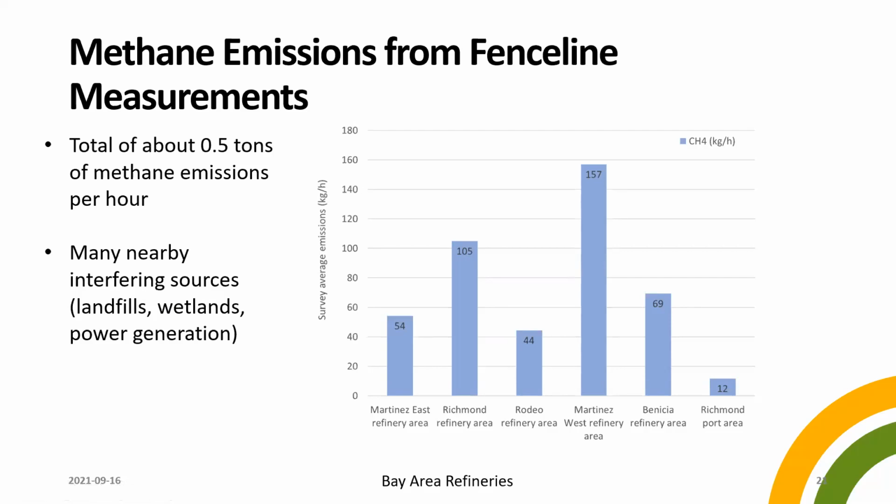So, for instance, at the Richmond refinery, there was a landfill just side by side, which was a very big source of methane, and it blew in, and there was a wetland, and it blew in, and you need to be able to see the difference and interpret what is the refinery and what is the landfill.